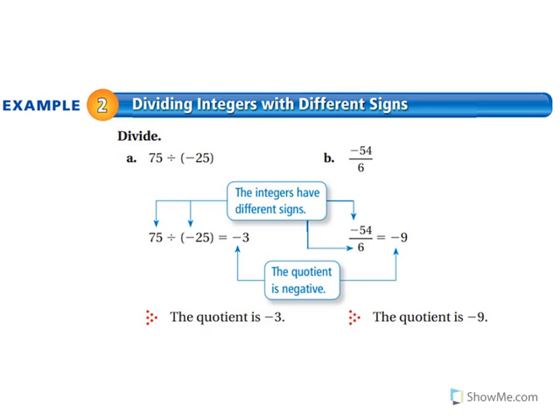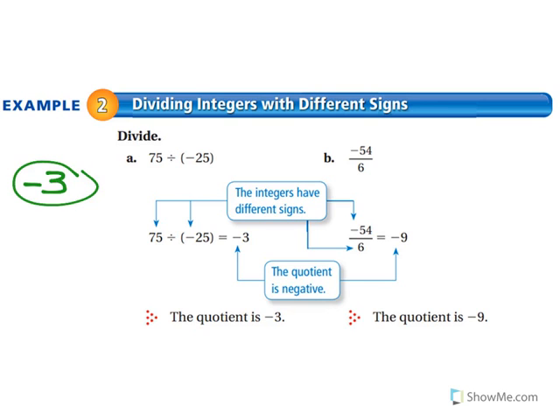Now, let's look at when we have different signs. If you recall, the rule states, if you divide two integers with different signs, the answer is always going to be negative. So we know the answer is going to be negative to begin with. And then we do 75 divided by 25. If we have 75 cents divided by a quarter, we know there's 3 of them. So the answer is negative 3.